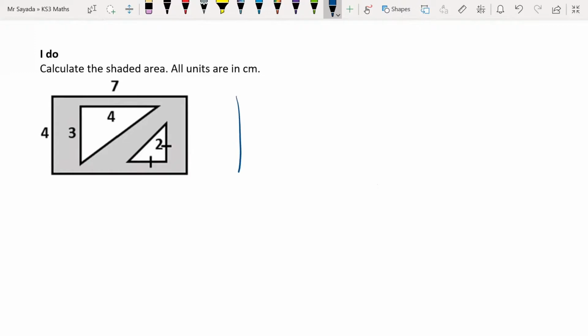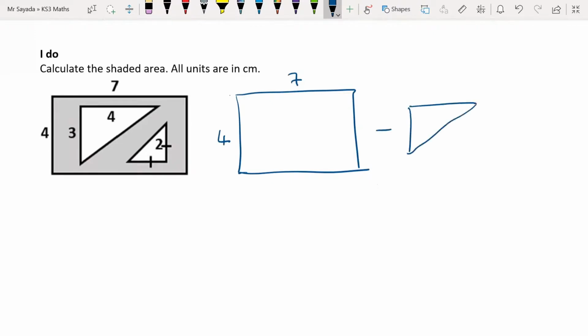So what I've got here is a rectangle, base 7, height 4, and I'm minusing from that this triangle, which is a 4, 3, and then I'm minusing from that this one, which has got those little dashes again, which means this side is 2 and also this side is 2, because those little dashes, which I'm highlighting in yellow, show me that those 2 sides are the same length. So I'm going to work out the area of each shape individually.